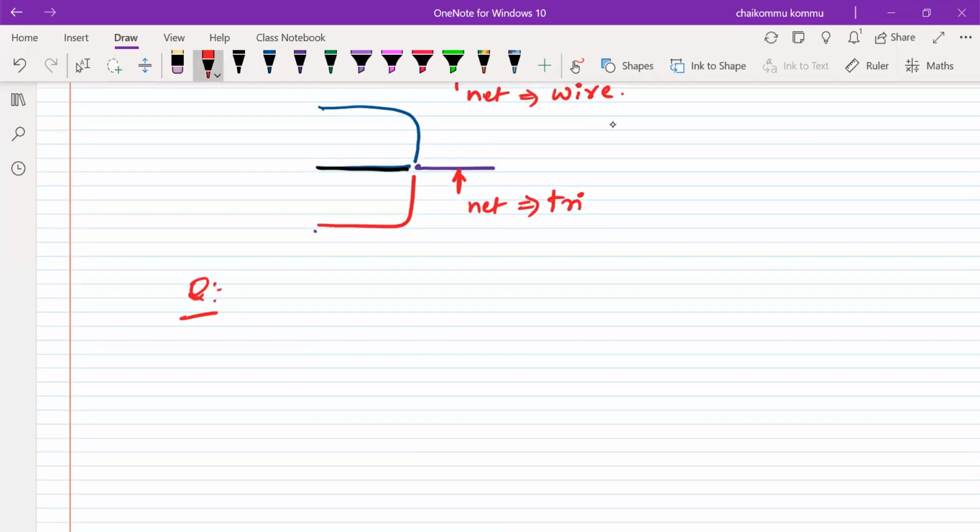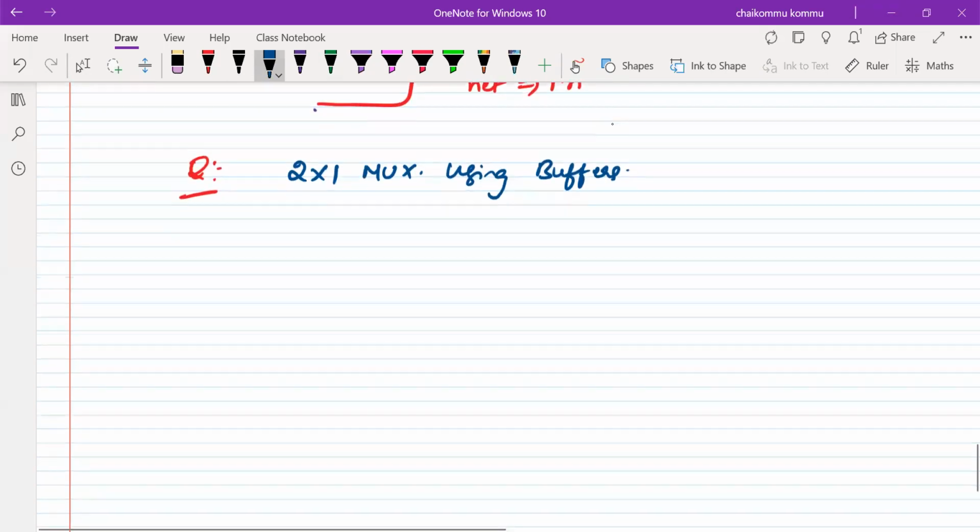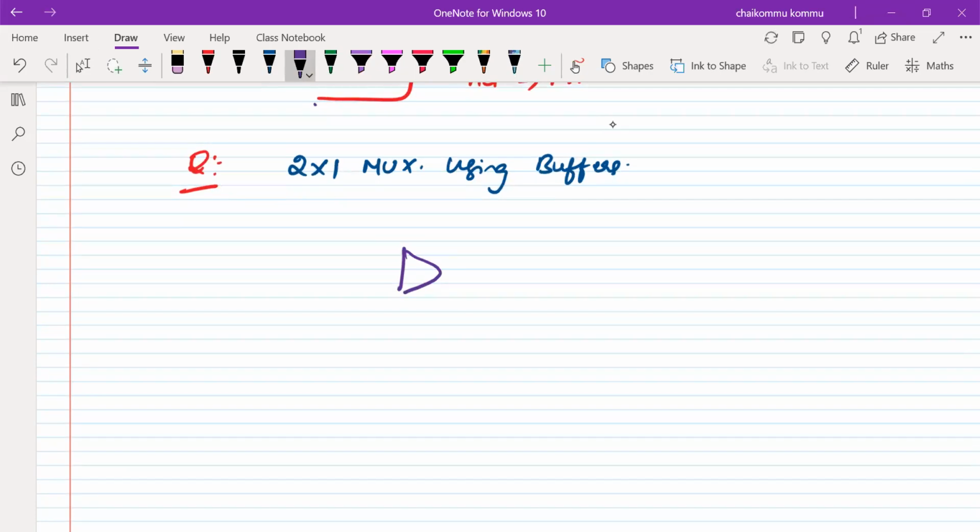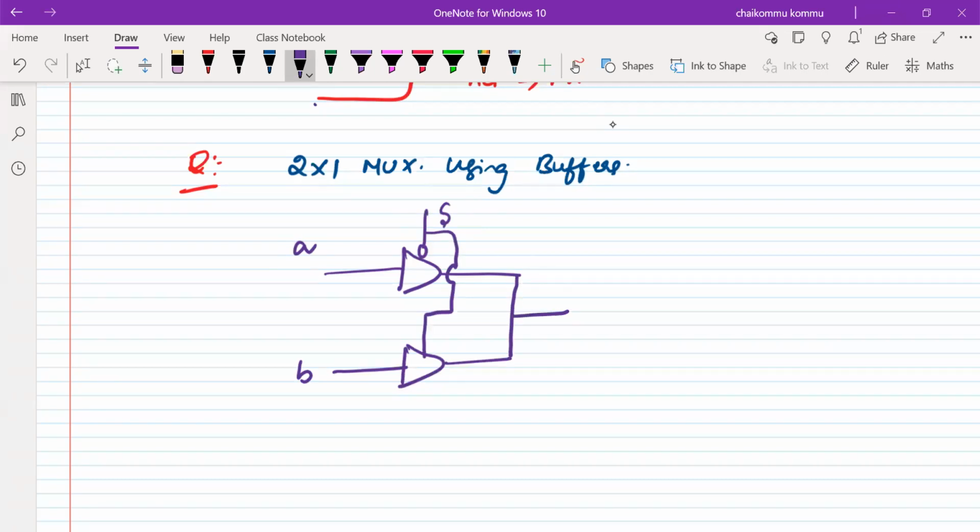I'll complete it quickly. For example, I consider a 2x1 multiplexer using buffers. I consider this one buffer, everybody knows this. I have a signal A, I have a signal B. This is the selection line, and this is also a selection line. Something like this we are writing, and this is taking a common point.